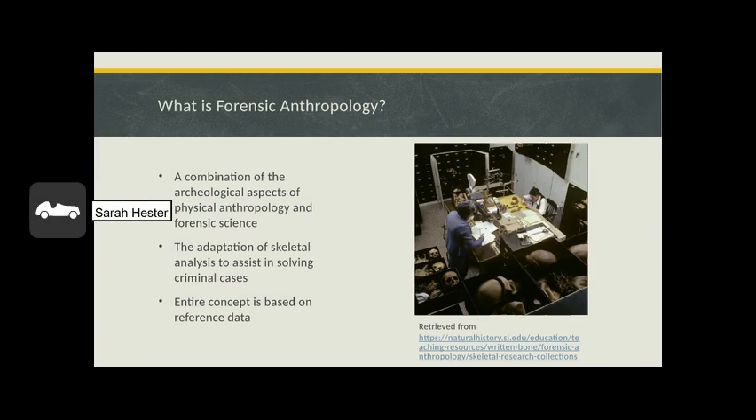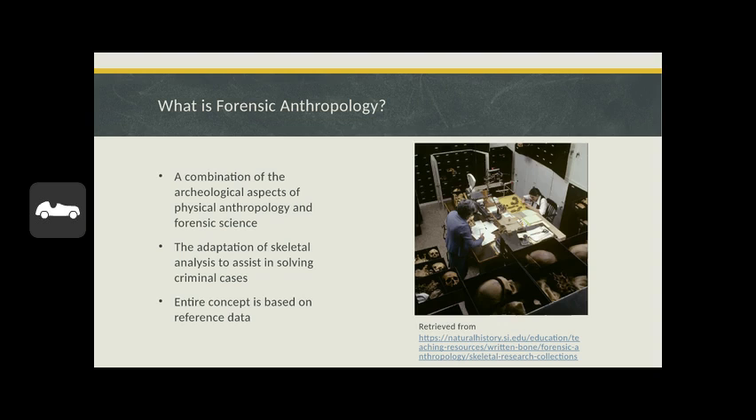So this presentation will focus a lot on what's known as forensic anthropology. According to the Smithsonian, this discipline is defined as a combination of the archaeological aspects of physical anthropology and forensic science. This combination comes to fruition in the adaptation of practiced skeletal analysis procedures that are used by anthropologists to assist in solving criminal cases.